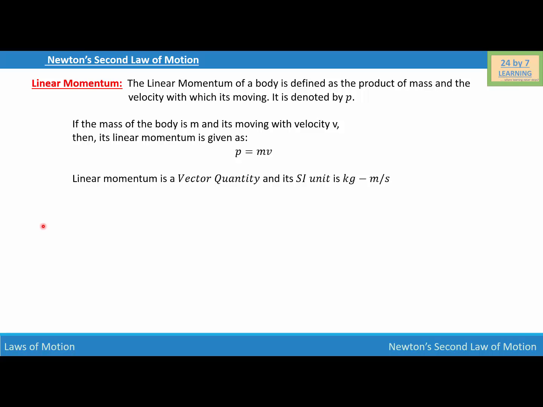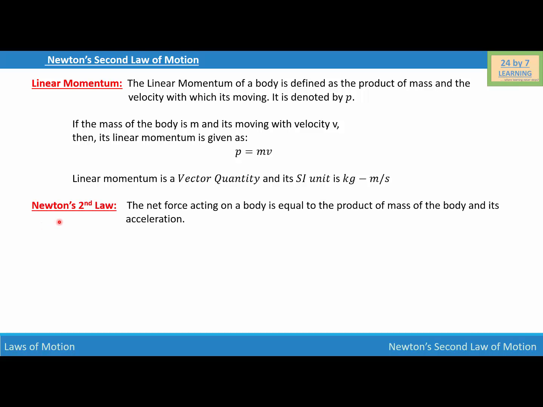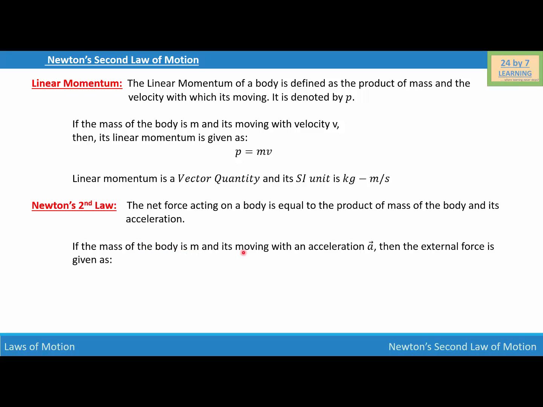Now the next thing that we need to talk about is Newton's second law of motion. Newton's second law of motion states that the net force acting on a body is equal to the product of the mass of the body and its acceleration. So if we consider a body of mass m moving with an acceleration a, then the external force is given as F external = m times a, where F external is the external force, m is the mass, and a is the acceleration.